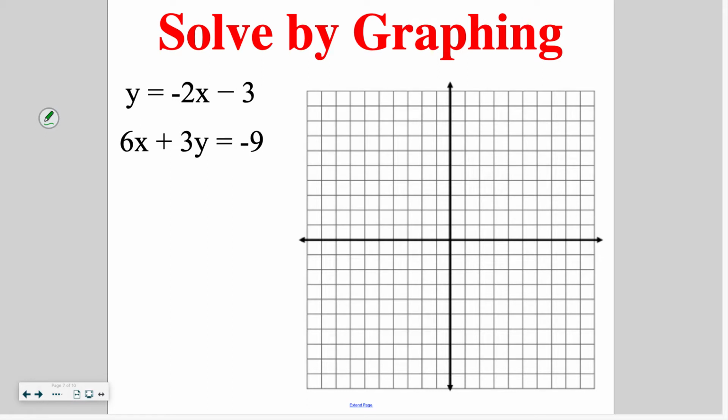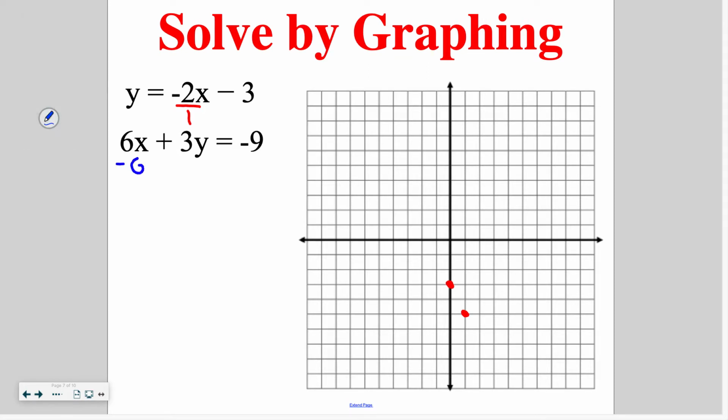Some of the times we're going to have to rearrange the equations in order to be able to graph. This is something we are familiar with from our first couple of chapters. So this first one is already in y equals mx plus b. So starting at negative 3, going down 2, and to the right 1, that's going to give us our first line. Our next line right here is not currently in a form that we can graph.